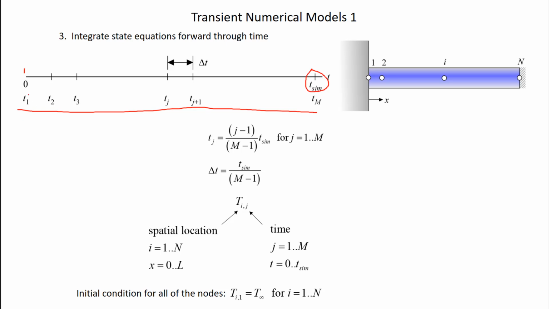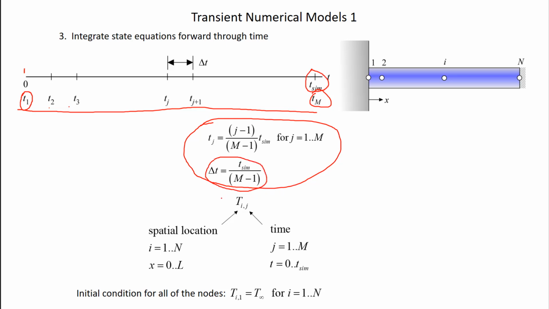So time 1 is my initial condition. That's time equals 0. And then I just go 2, 3, all the way to time m, right? So time m is basically I'm done. So this is the equation that does that. I'm going to use j to indicate time. I used i to indicate space. So j indicates time. If j is equal to 1, then j minus 1 is 0. That's time 0. If j is equal to m, then m minus 1 over m minus 1 is 1. So I'm done, right? That's t sim. And then this is the size, the duration of every time step.